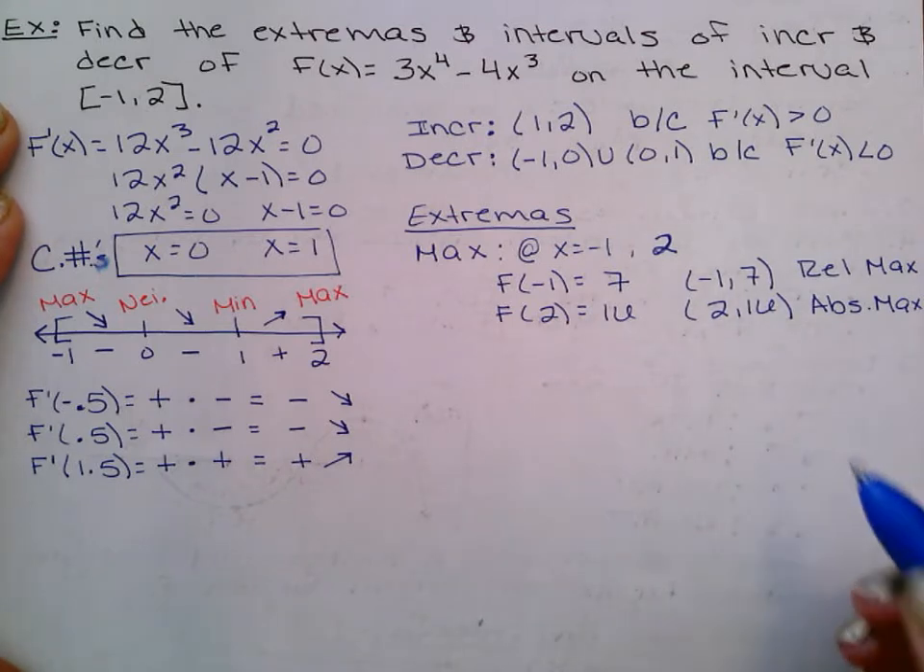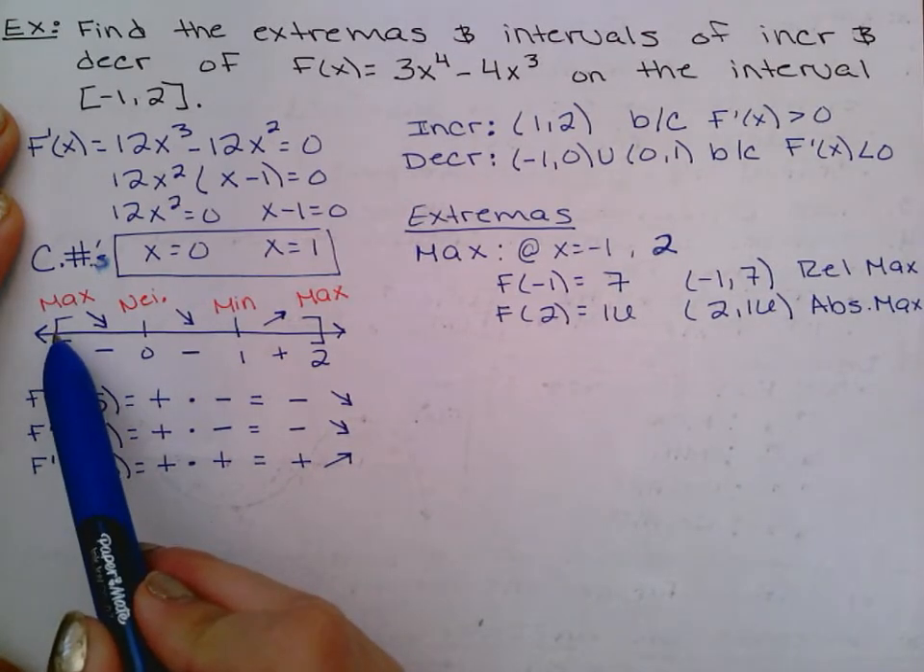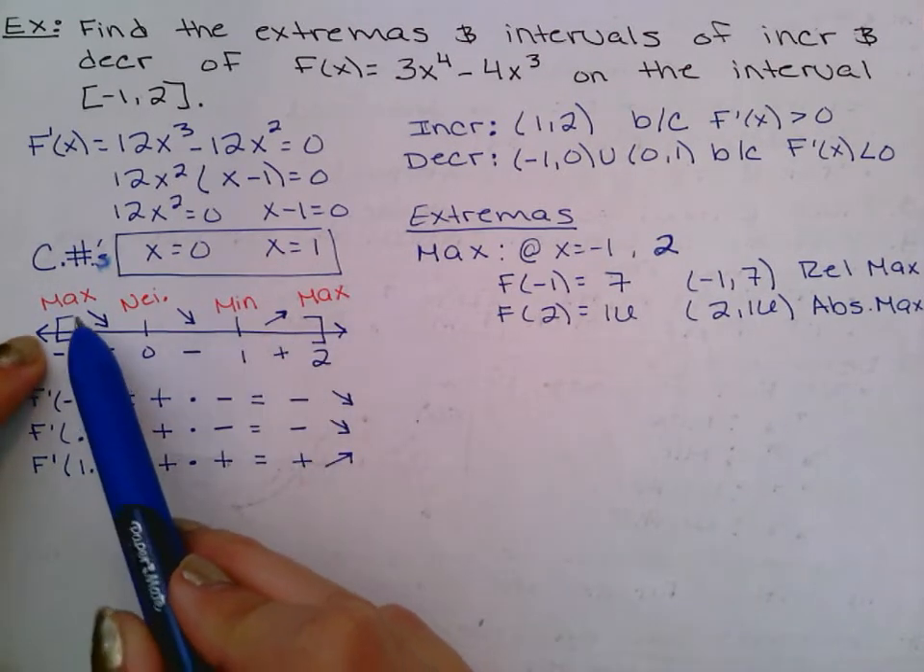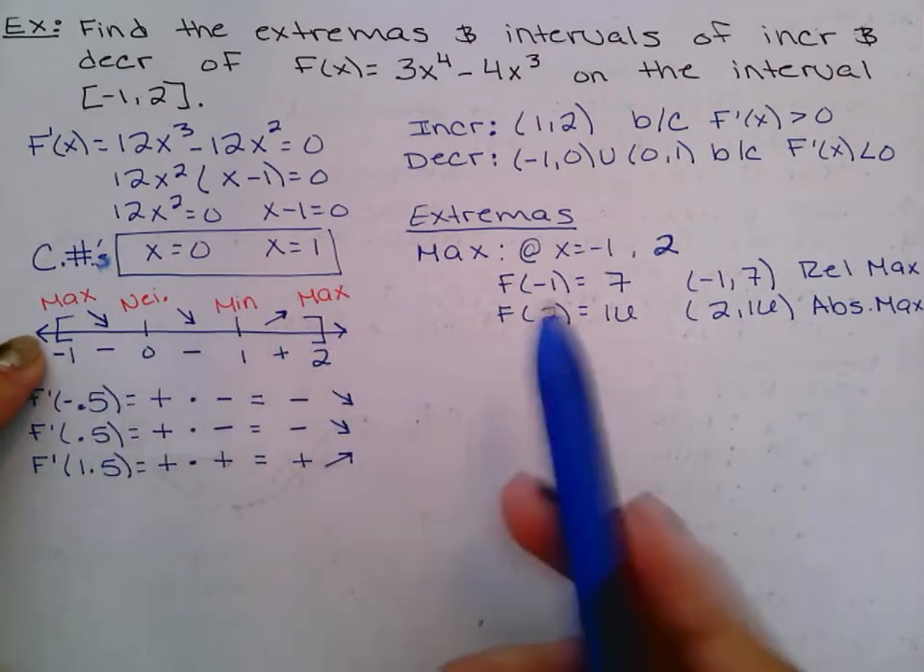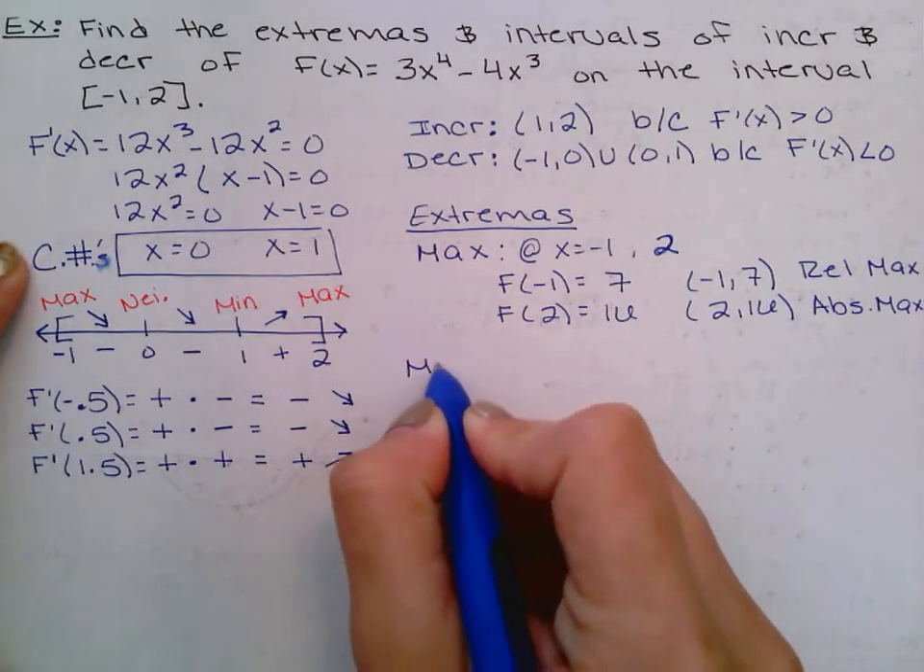Okay? Now, why do I know these are maxes? Well, one of them is because it's an endpoint, and actually, they were both because of endpoints, but because I changed to decreasing and then to increasing here. Okay? Let's go ahead and look at the mins.